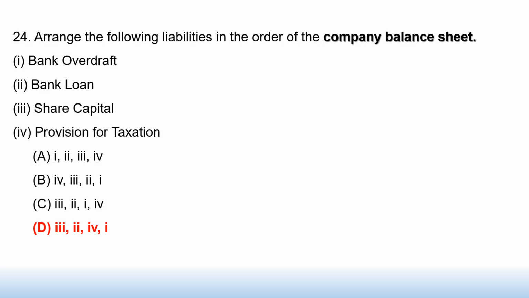Arrange the following liabilities in the order of the company balance sheet. Option 1, bank overdraft. 2, bank loan. 3, share capital. 4, provision for taxation. Answer option D, that is share capital, bank loan, provision for taxation and bank overdraft.